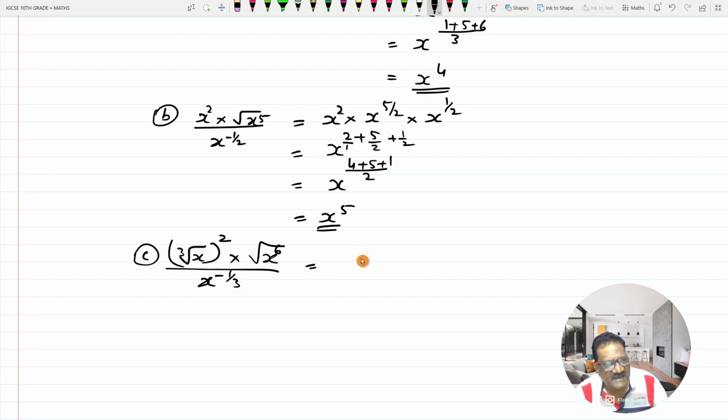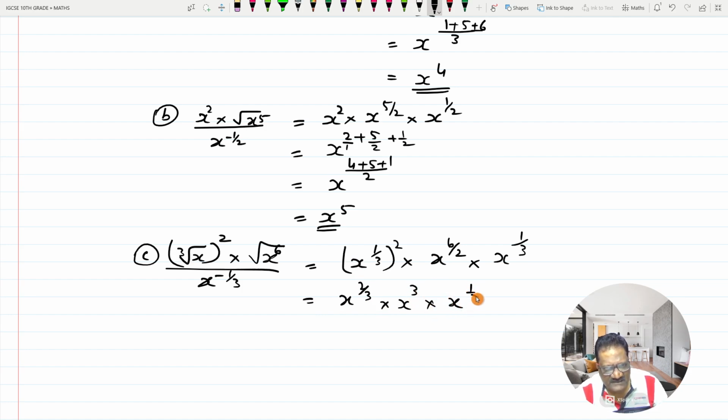So this can be written as, now first what I'll do, I'll work out this inside the bracket, that I can write as x raised to 1 by 3 and then a whole square, into this I can write down as x raised to a 6 upon 2, and this minus 3, x raised to minus 3, I'll take up and I'll make it x raised to 1 by 3. Now this will work out to x raised to a 2 by 3 into x raised to 6 by 2 happens to be 3 into x raised to 1 by 3.